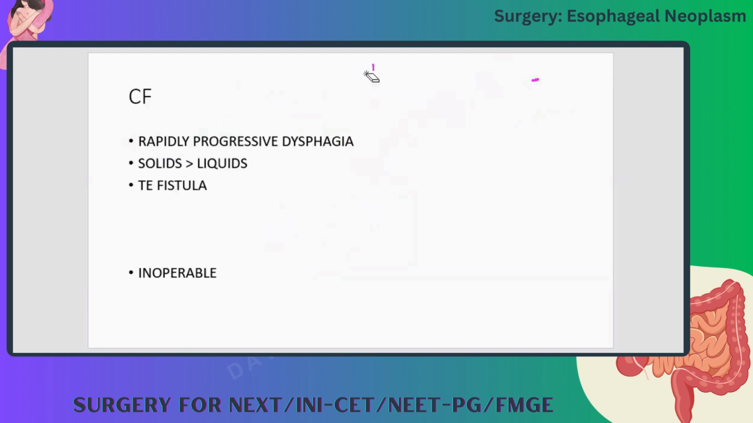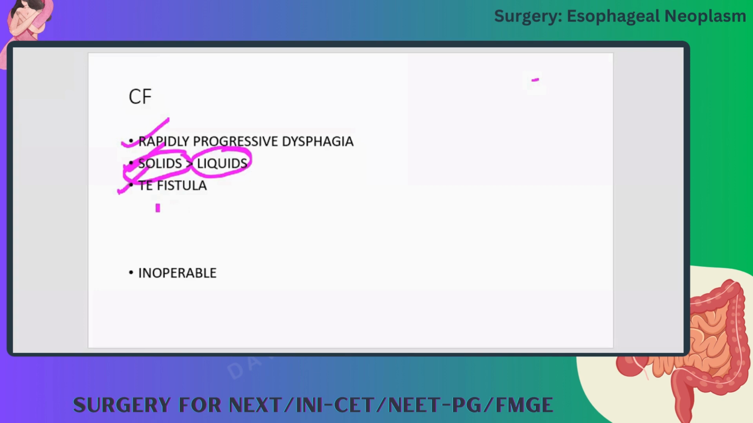And rapidly progressive means the onset is very fast. The patient will feel like there is something obstructing, and next month he will not be able to take even a single drop of water. That will be the rapidity. Rapidly progressive dysphagia is present for both solids and liquids.